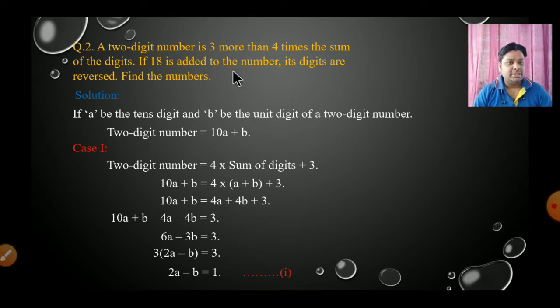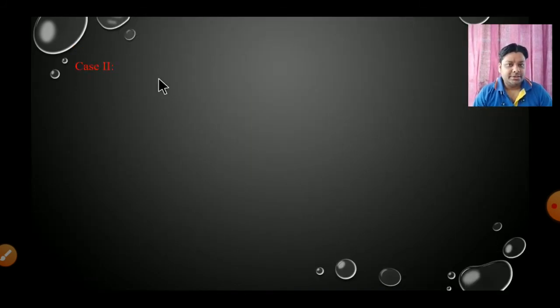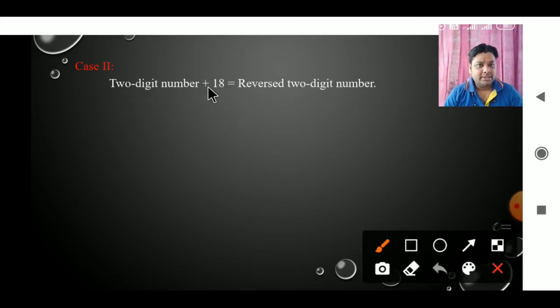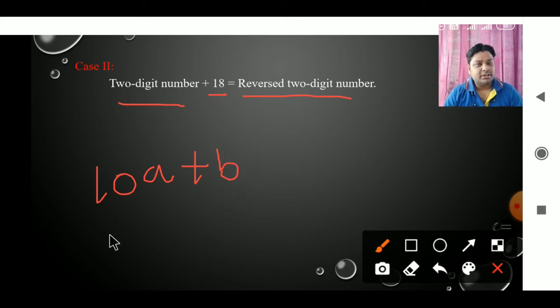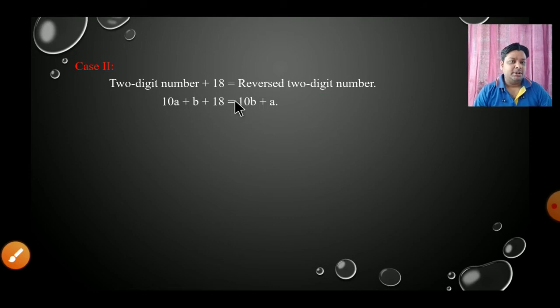If 18 is added to the number, its digits are reversed. So if we add 18 to the 2 digit number, then we get the reversed 2 digit number. And the reversed 2 digit number, if 10a plus b is the 2 digit number, which we have just written, after reversing the digits will be 10b plus a. Only the digits are reversed, not the number. So b will come at that place and a will come at that place. So we can write 10a plus b plus 18 equals 10b plus a.